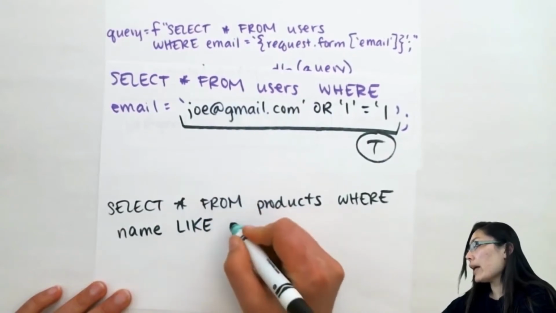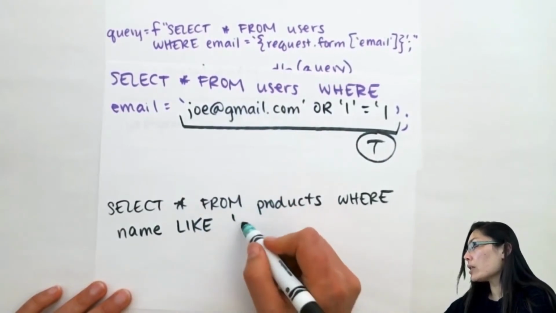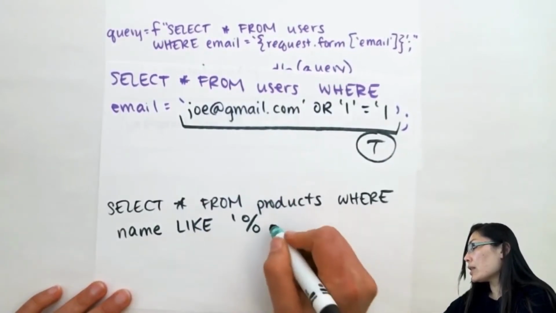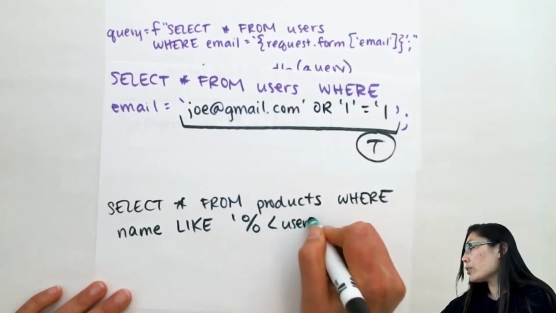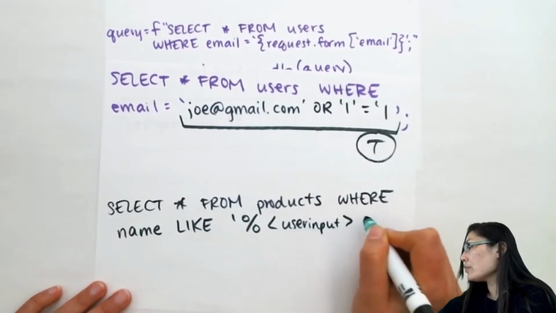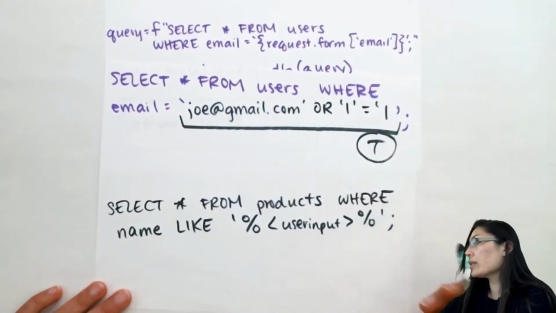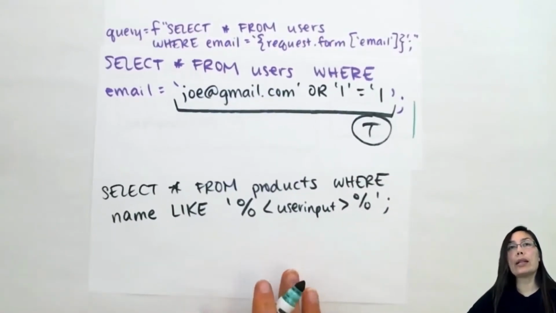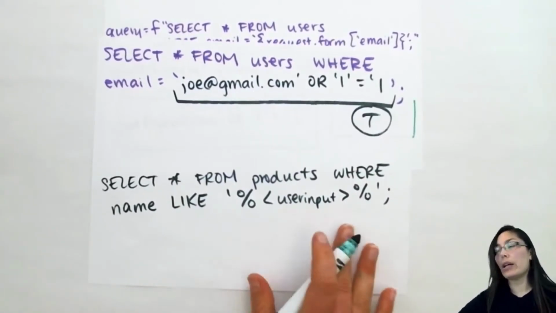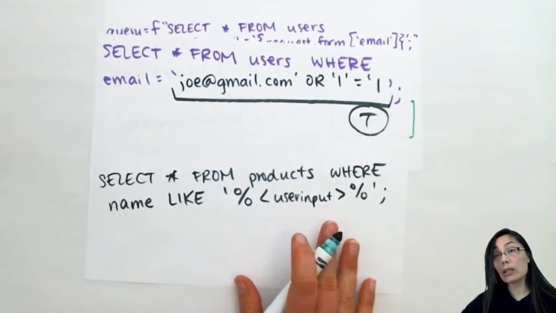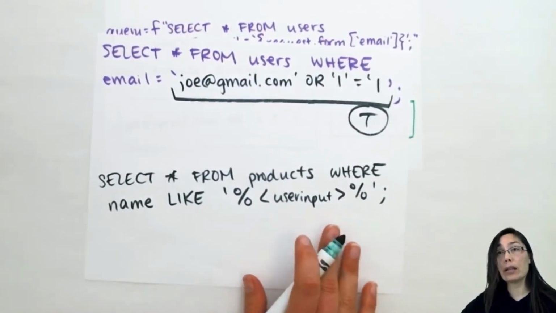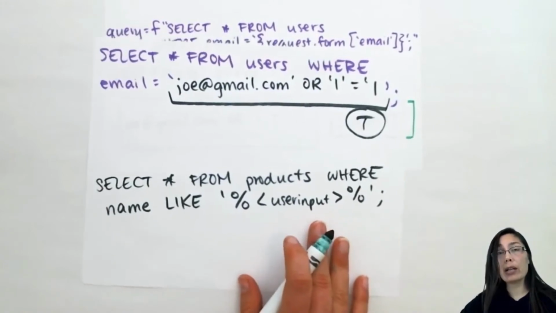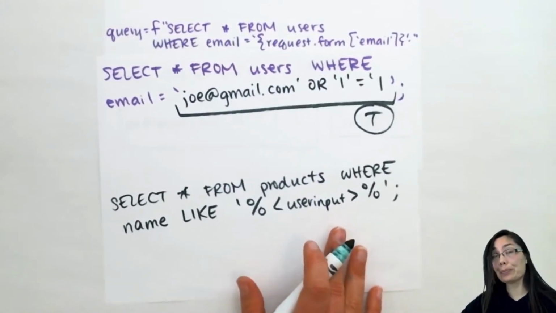And it's going to say LIKE, and then I might have this quotation mark, percentage sign, and then I would put in whatever user input I've got. Percentage sign, close the quotes. Yeah, that's probably what my query is. Select all from products where name like, and then they can type in whatever they want. And as long as whatever they typed is somewhere in the name, it will come back.